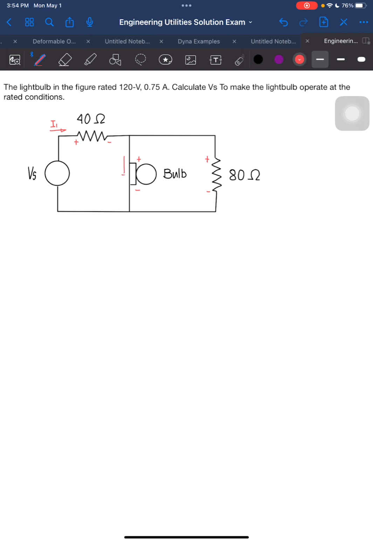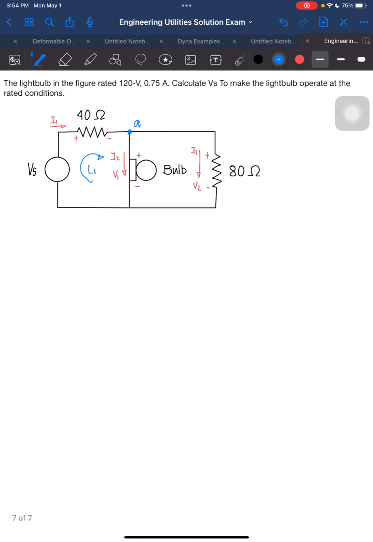Tapos, dito naman yung ating I2. Tapos ang ating voltage 1. Dito naman yung I3. Tapos, voltage 2. Tapos, ang ating loop. Ito yung loop 1. Tapos, itong ating magiging node, tawagin natin sa pangalang alpha. So, first, identify muna natin yung mga given.